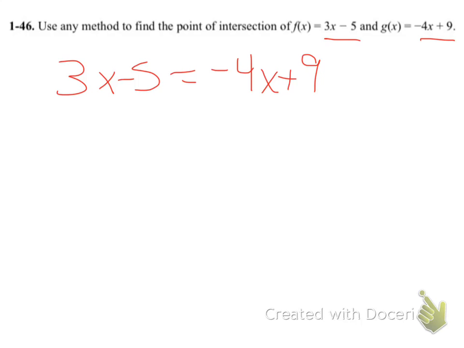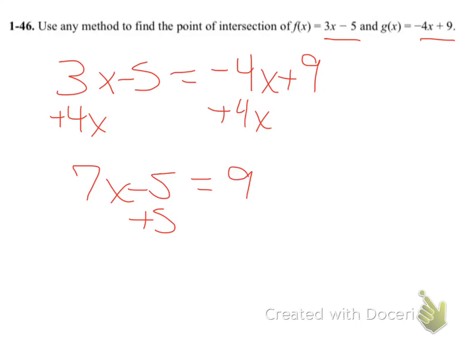I only have x remaining, so now I can solve. So I will go through and get my x's on the same side by adding 4x, giving me 7x minus 5 equals 9. Add my 5. 7x will equal 14, and x will be 2.